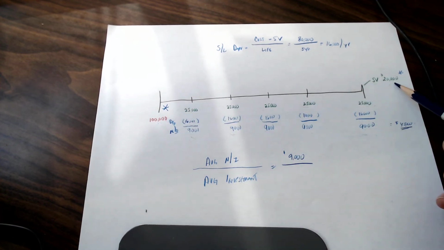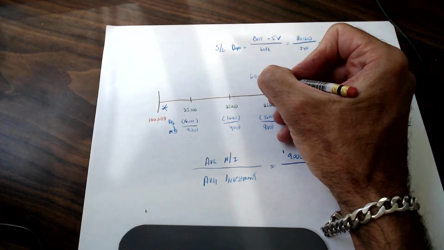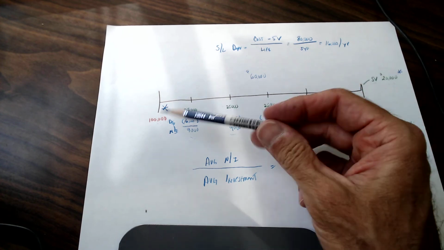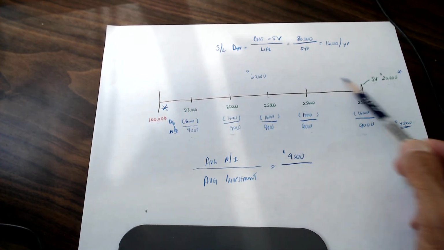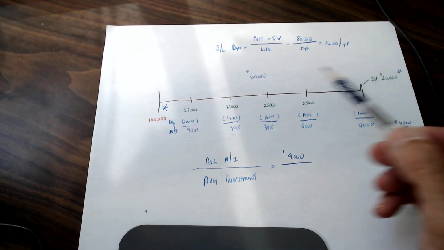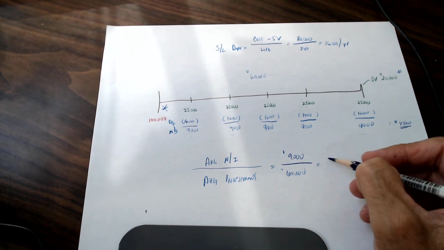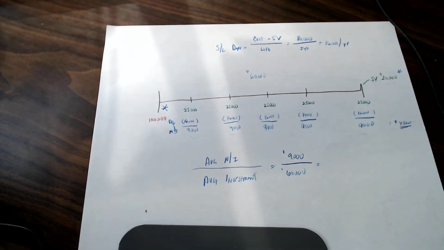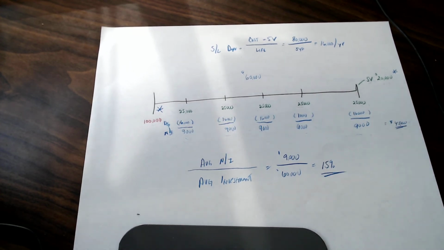100,000 plus 20,000 is 120,000. Divided by 2 is 60,000. Yeah, 60,000 is the midpoint. It's 40,000 from 100, and it's 40,000 from 20. Isn't that interesting? Take the initial investment plus the salvage value and divide by 2. 60,000. So what is my accounting rate of return? 9,000 divided by 60,000 looks like it's a 15% rate of return.